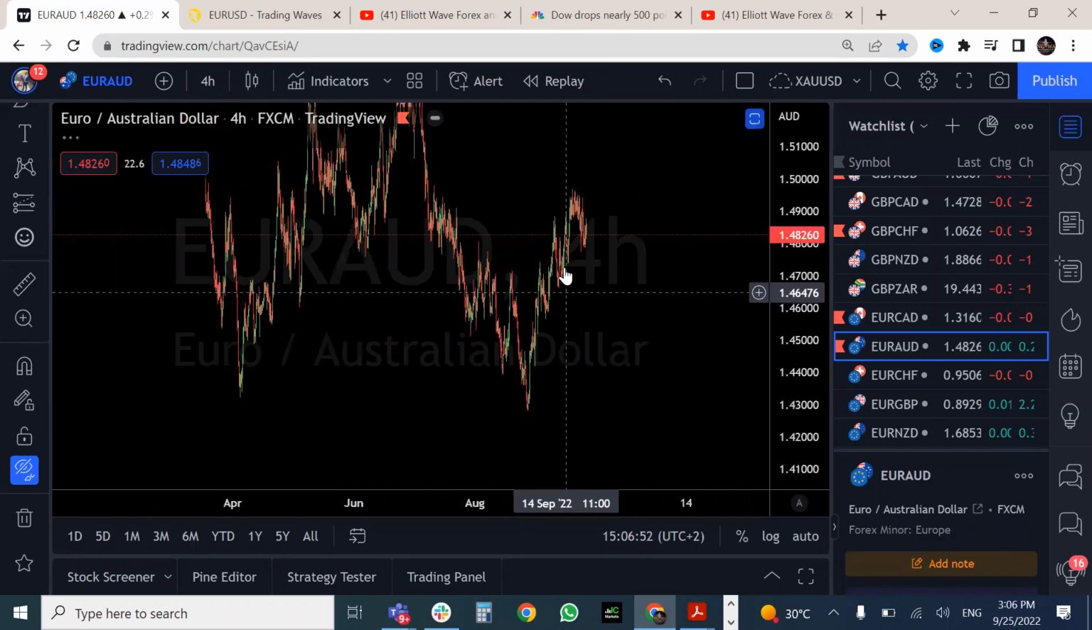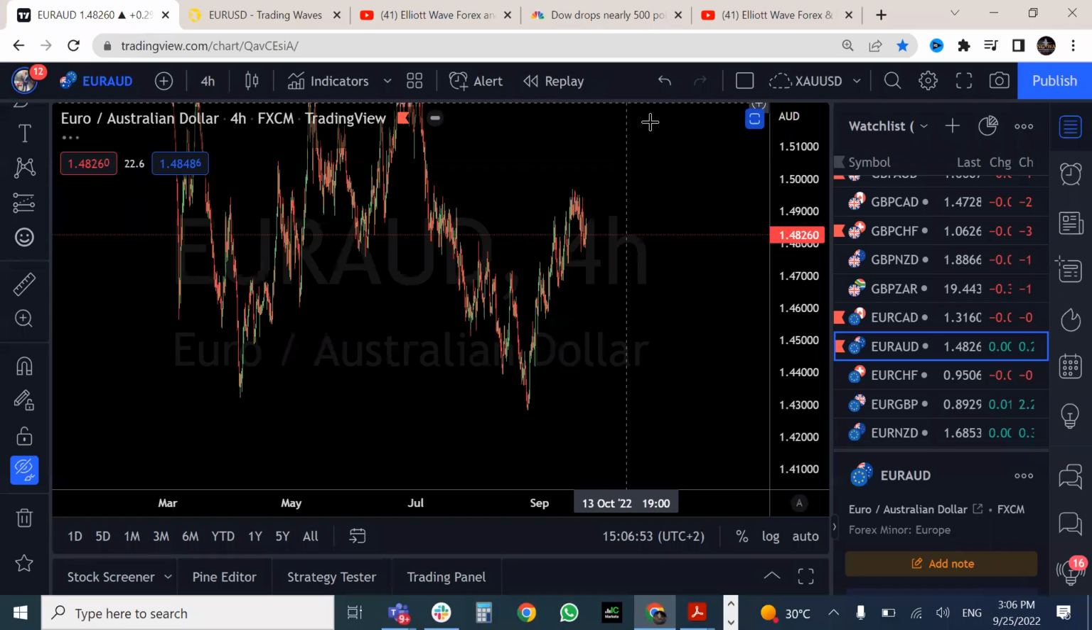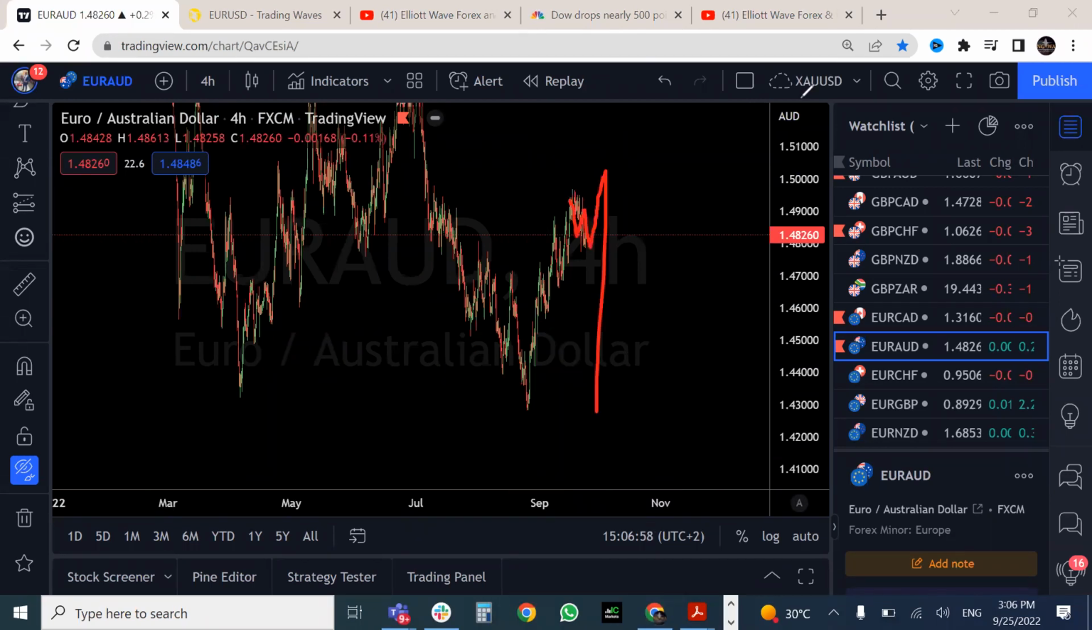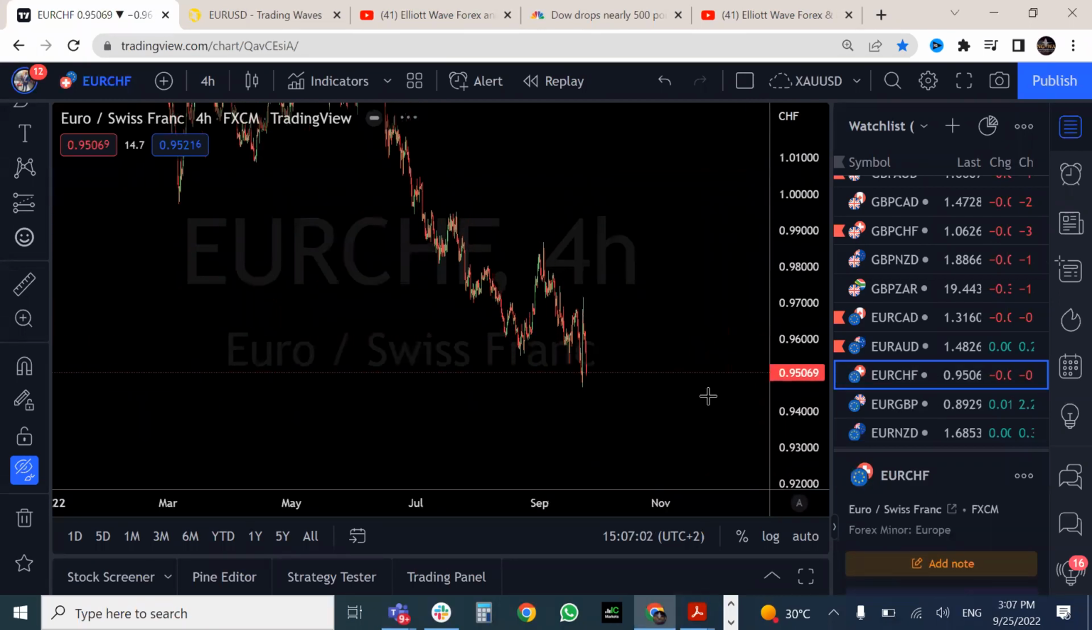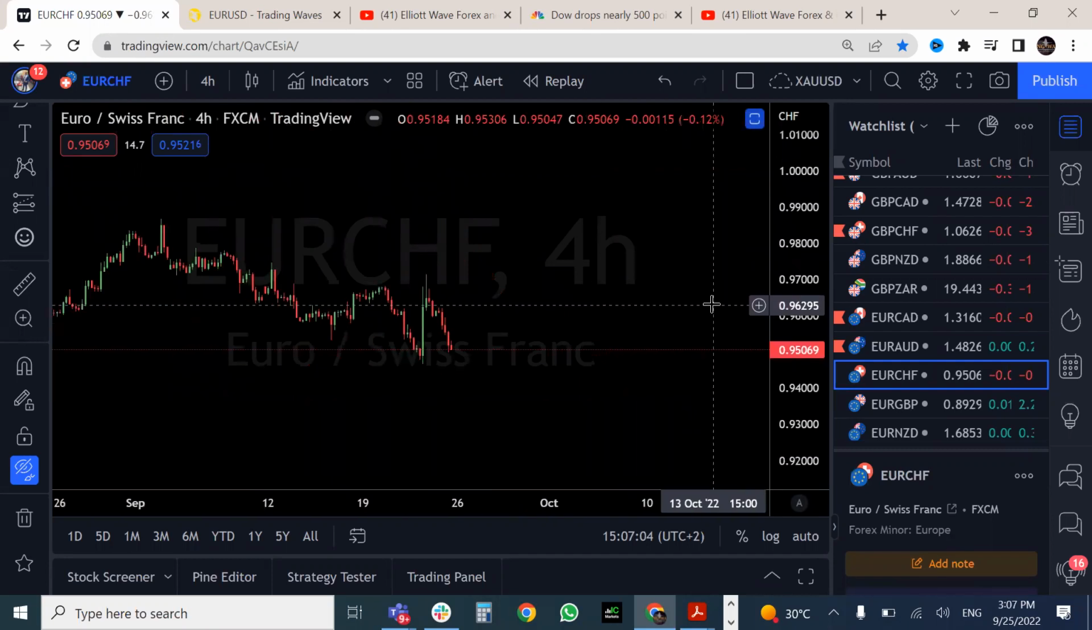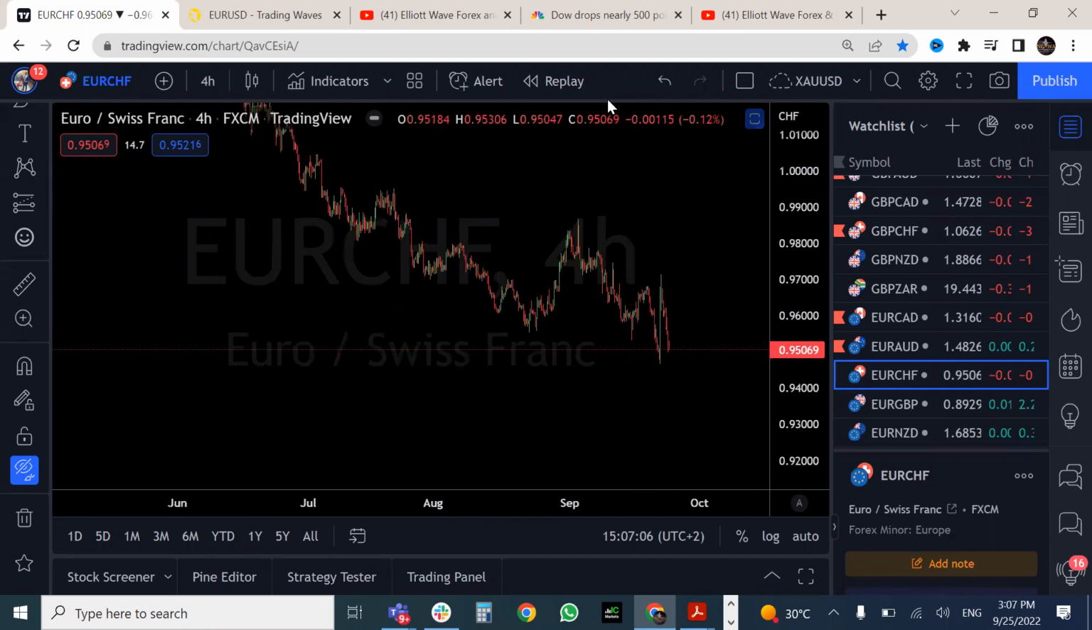EURAUD. I'm anticipating that, as much as you can have this one doing one more up, it will drop with the rest of the euros as well. EURGBP, the same. It also made a short squeeze before dropping last week, making a nice running flat, 1, 2, 3 there. You can see even that short squeeze is part of the structure. Then we drop. On any pullback, anticipate continuation to the downside.